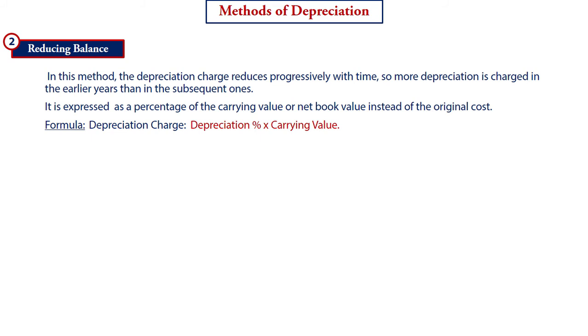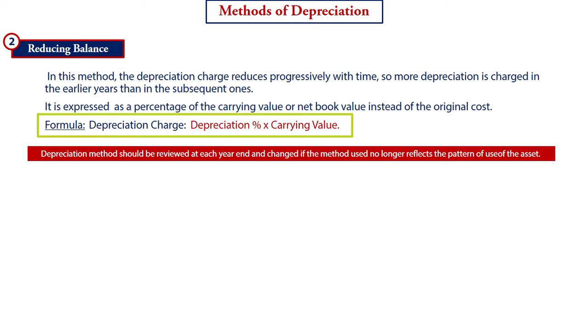In the second method, the depreciation charge reduces progressively with time. So here, more depreciation is charged in the earlier years. The notion is that the asset is used more in its earlier years than in the later years. So the depreciation charge here is expressed as a percentage of the carrying value or the net book value. So the formula will be the depreciation percentage times the carrying value.